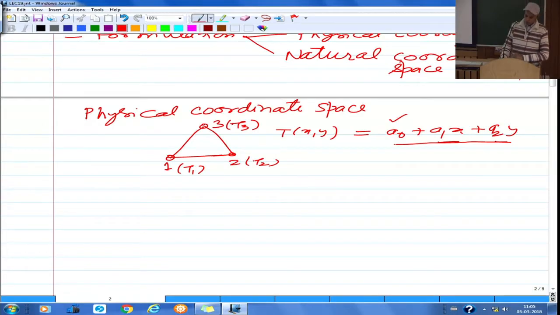So if I replace x by y and y by x, still I have a constant term, a term linear in x and linear in y. So this property is known as geometric invariance. So in addition to whatever we had discussed for 1D, this also should satisfy what is known as geometric invariance. Geometric invariance means if you interchange x and y, the form of the interpolation should remain same.